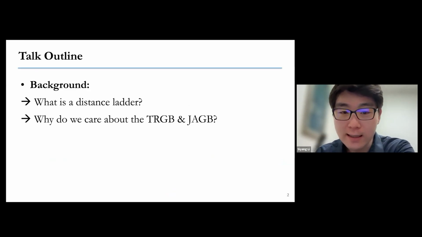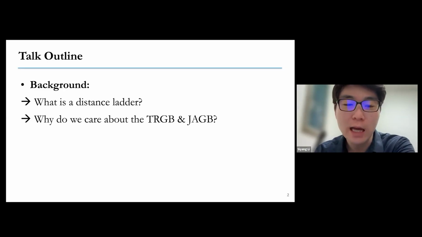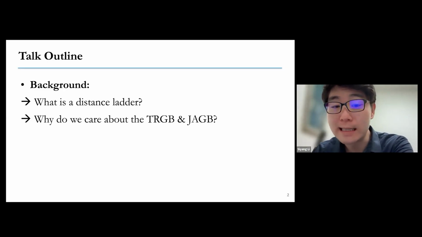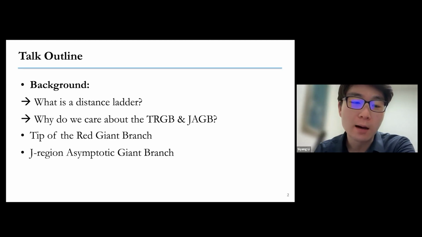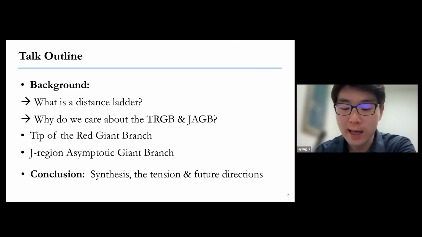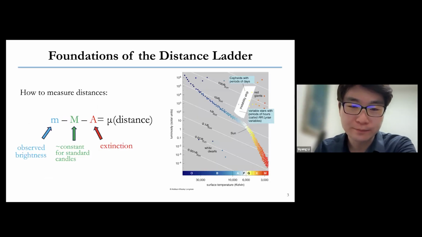Now, in this talk, I'll begin with a bit of background. So I know there were excellent talks yesterday on the Hubble tension. So I won't be, of course, reviewing the Hubble tension, but I will spend a little time reviewing what a distance ladder is, how we build a distance ladder, and how that relates to the candles that I'll be talking about. I want to motivate why we still care about the TRGB and JAGB. Of course, that's one of many other standard candles. And then I'll split the main part of my talk roughly 50-50 between these two candles, TRGB and JAGB, and wrap up with some conclusions.